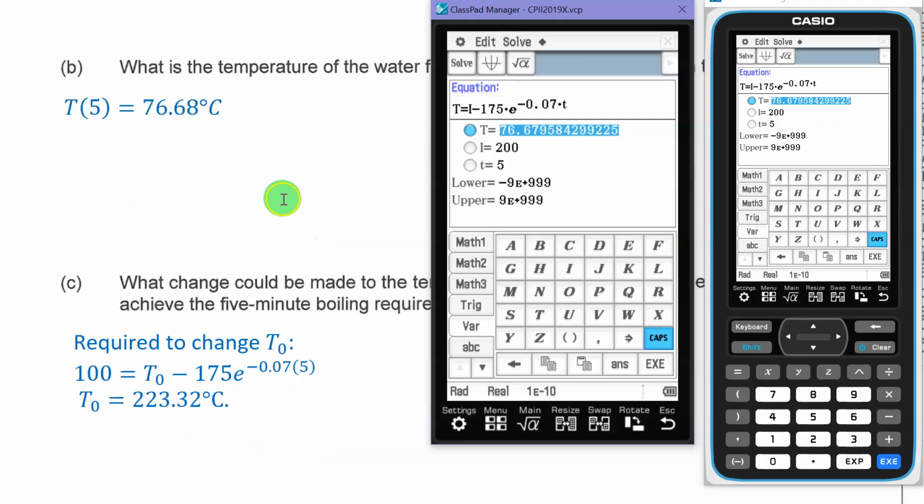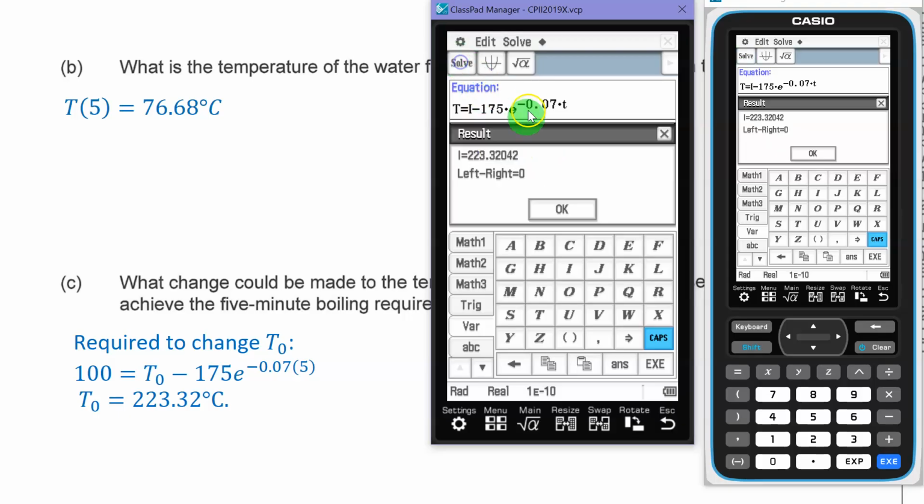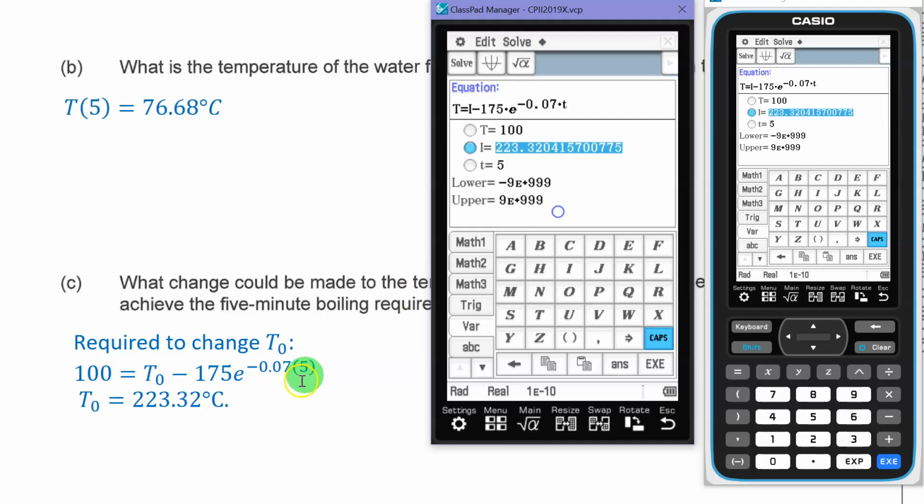Anyway, and then we actually want to get T to be 100 in 5 minutes. So now we'll change T to 100 and solve for what the initial temperature should be. Solve, and it's 223.32. So we'll put down one line of working there because it's a 2 marker, and then just come up with our solution for T0 out of that one.